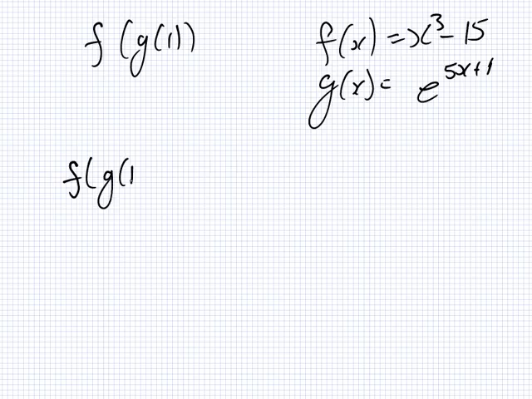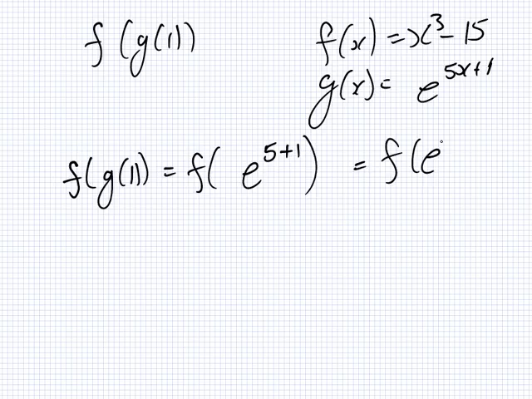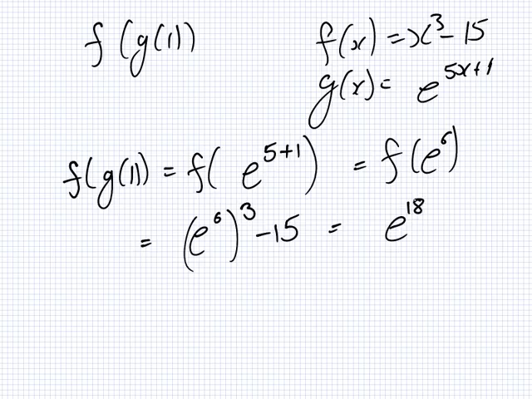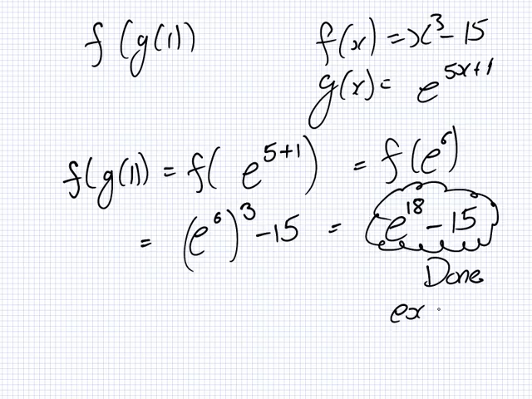f of g of 1 equals f of e to the 5 plus 1, which is f of e to the 6, which is e to the 6 cubed minus 15, which is e to the 18 minus 15, and you're done. This is the exact answer. e power 18 minus 15.